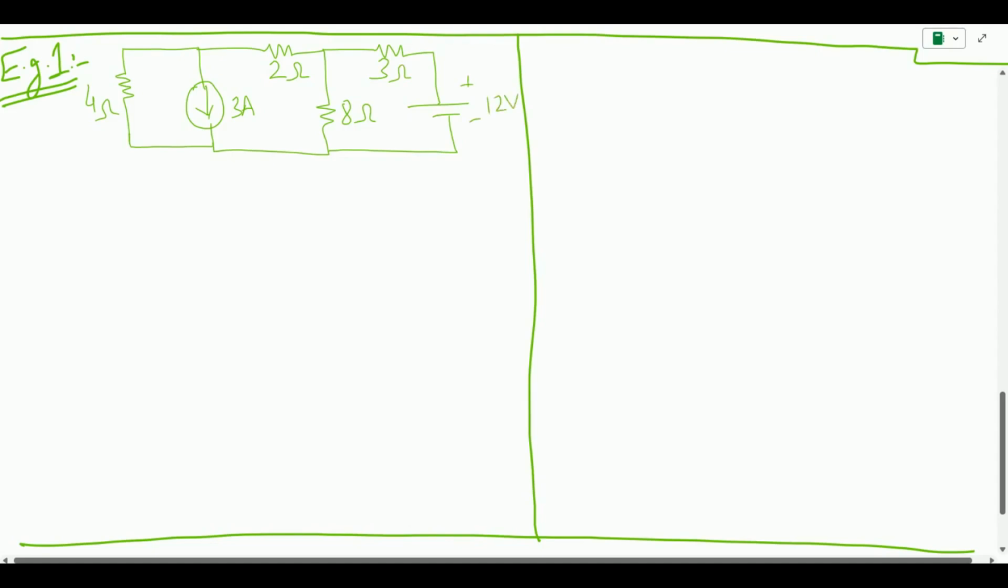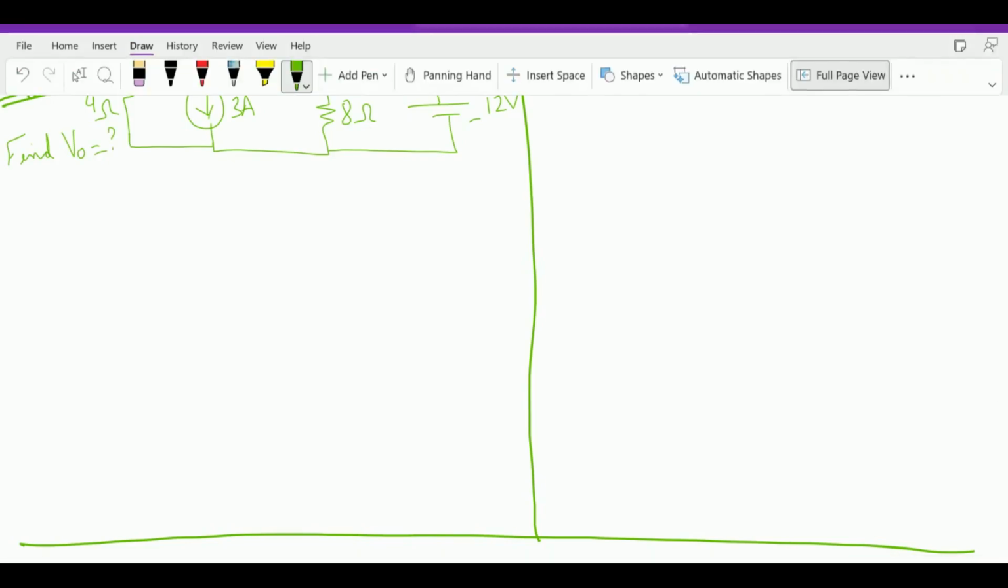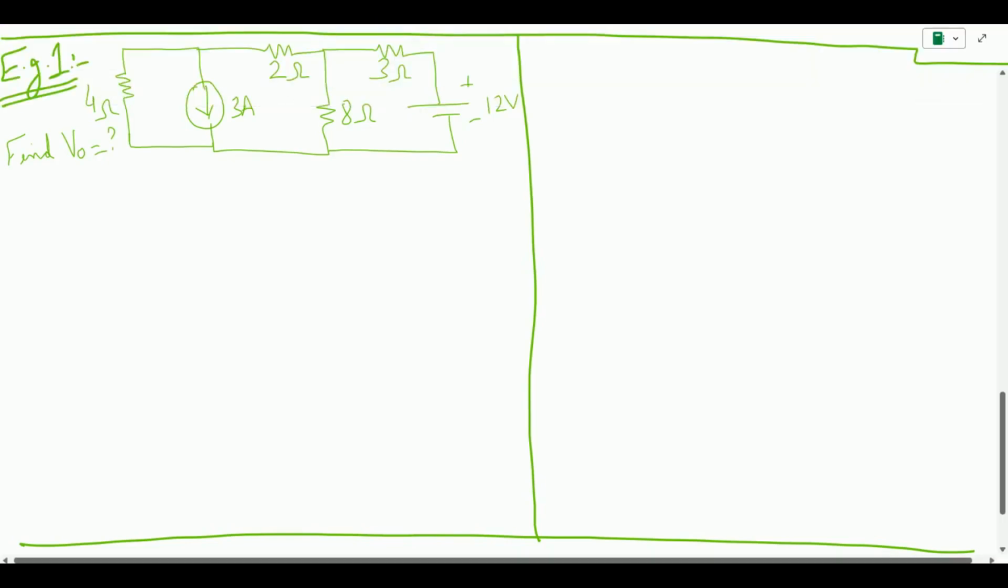I have been asked this question: find the output voltage, or find V_out, where V_out is basically appearing across this 8 ohm resistor. So this is the voltage drop that I need to find, V_out, which is appearing across the 8 ohm resistor. So let us see how we can go about solving this.